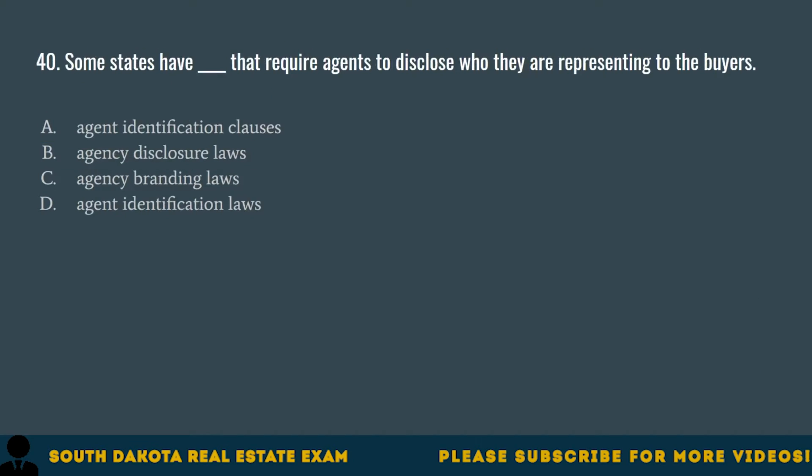Question 40. Some states have blank that require agents to disclose who they are representing to the buyers. A. Agent identification clauses. B. Agency disclosure laws. C. Agency branding laws. D. Agent identification laws. The correct answer is B.